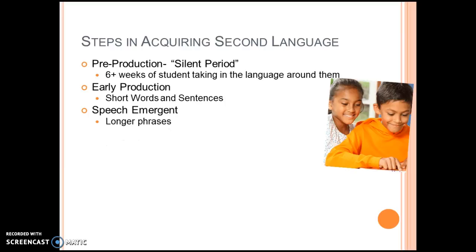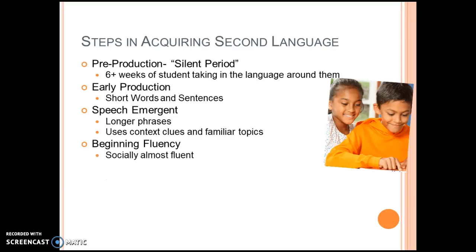The third stage is speech emergent. They start to build longer phrases. They use context clues and familiar topics. If they're talking about family, they might use what they've learned to refer to their sister or their brother. Alright? They recognize that family and sister and brother can go together, and they're starting to put these topics together.